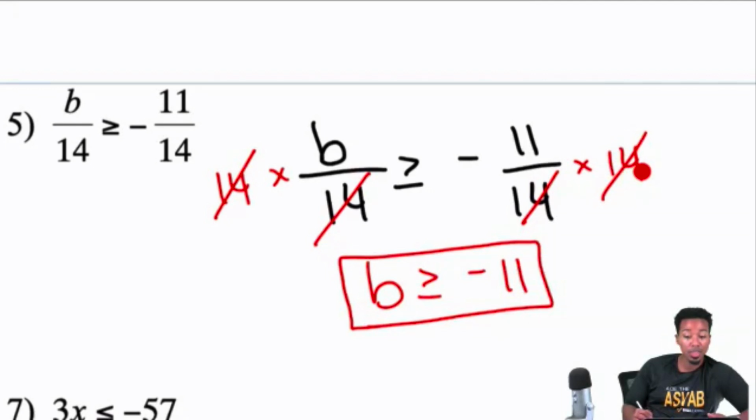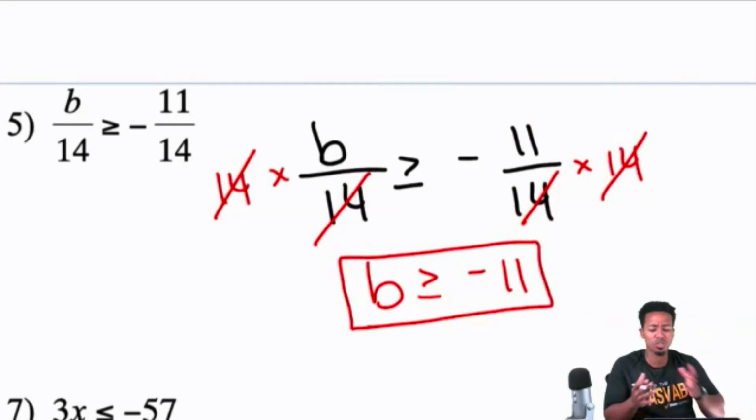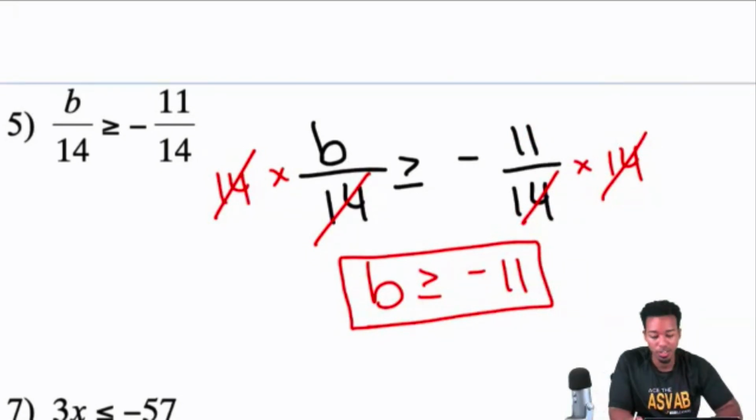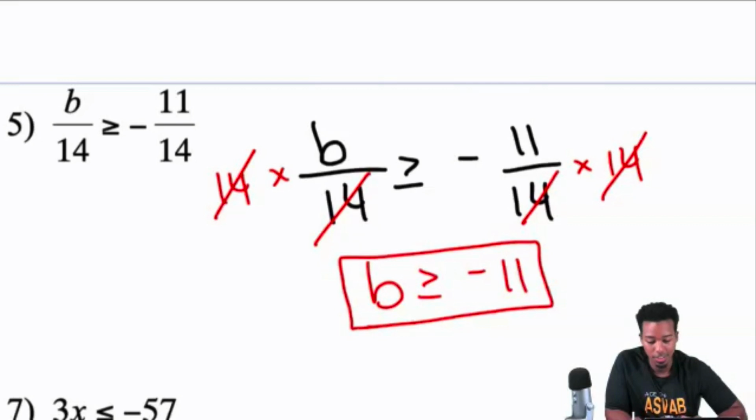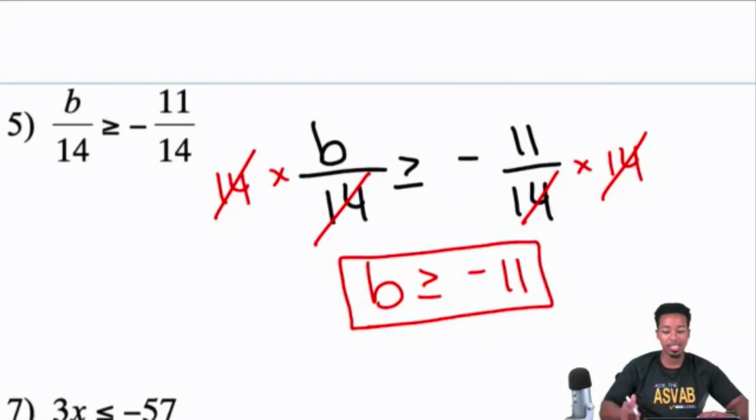Did anybody do that? Or did anybody multiply the 11 with 14 and then divide by 14? Which way did you go? Did you cancel out automatically or did you multiply then divide? The first way, canceled. Cool. I hope that you noticed that for sure. And so, yep, we will be canceling that out.